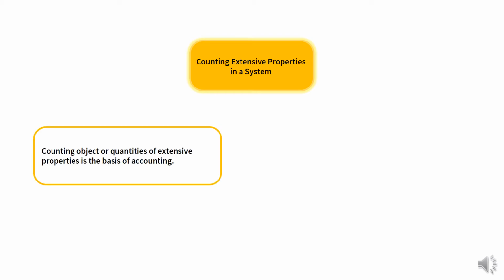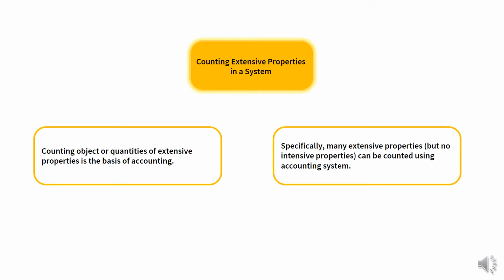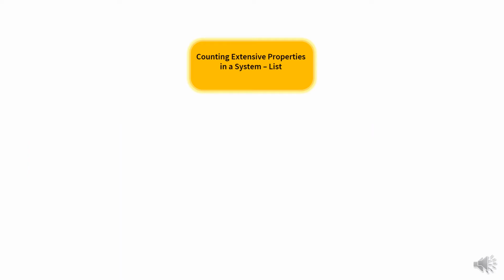In engineering systems, the counting of objects can be reduced to a few accounting statements, and specifically, many extensive properties, but no intensive properties, can be counted using a counting system. As we learned before, extensive properties depend on the size of the system. Below is a list of extensive properties that can be counted.